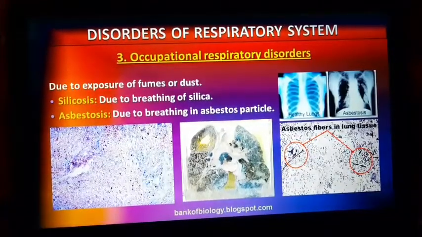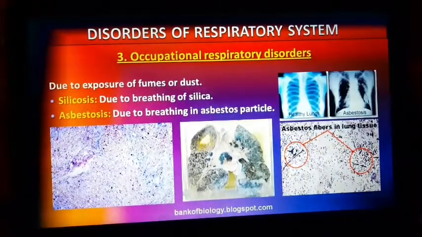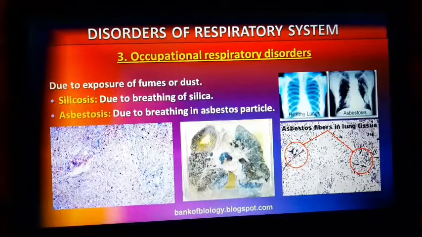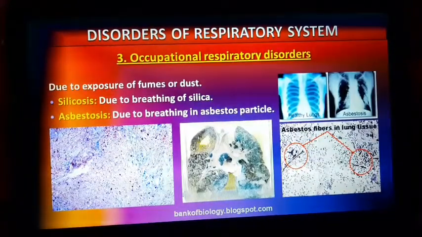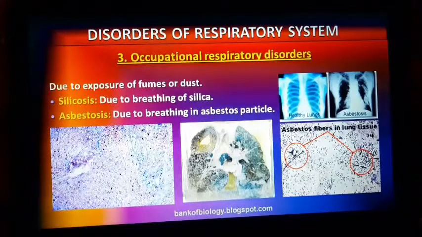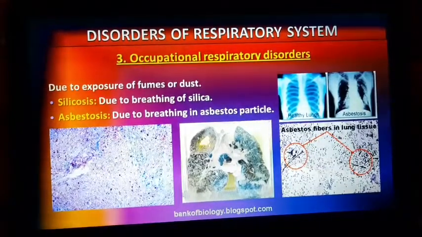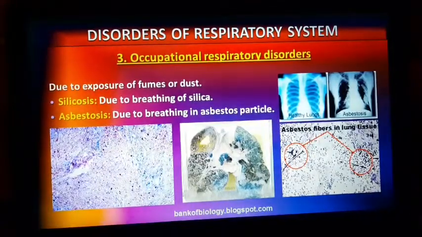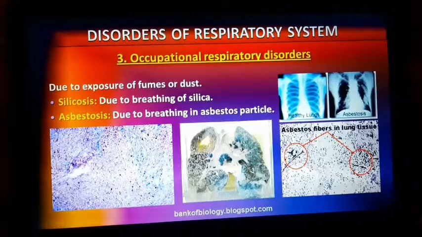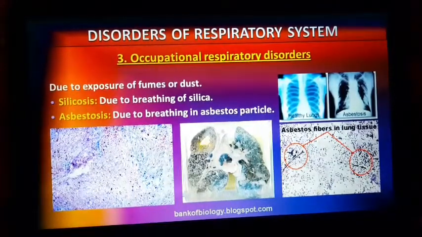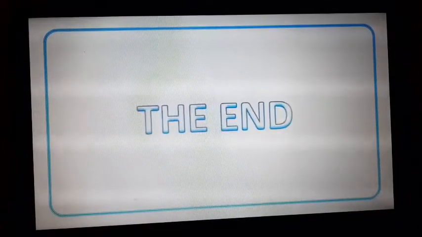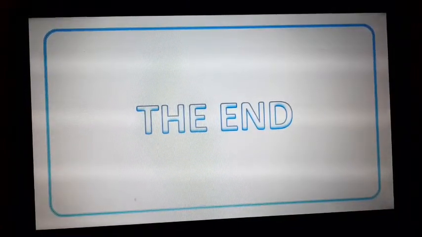Asbestosis is due to breathing in asbestos particles, and especially these asbestos particles are used in wires. If a person is working in these asbestos industries, as this is used as an insulator for the wires, it may lead to damage of the lungs. The particles are highly dangerous. Okay, so this is regarding the occupational respiratory disorders connected to the human respiratory system, and here we'll end the human respiratory system, breathing and exchange of gases.